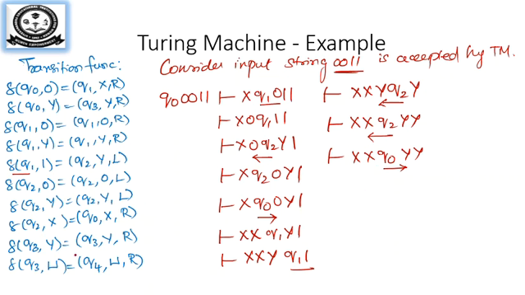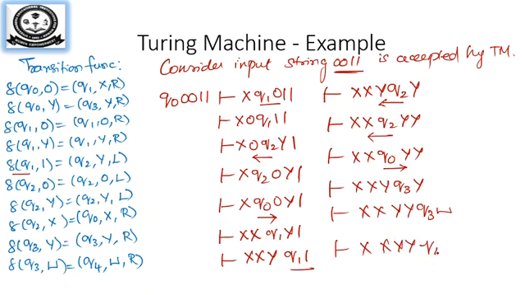Now q0 and y, you can see q0 and y is going to q3. So you will have x x y q3 y. Still it's in the right direction. So it gives x x y y q3. Now q3 has come to the end of the tape, that is, the blank space is encountered. When q3 encounters the blank, you can see x x y y q4. So it is in accepting state. q4 is your final state. So this is how your Turing machine is designed for the given language.